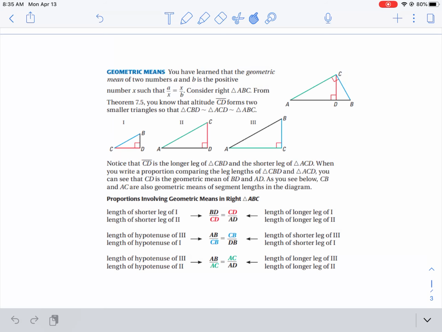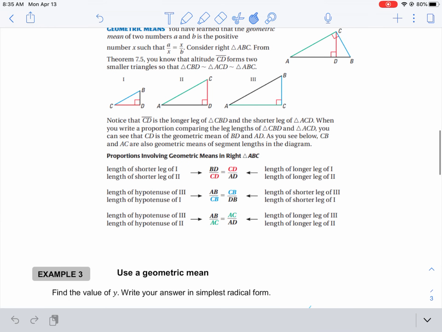So they basically have these rules for how you're going to set up these proportions. So you're going to start with the length of the shorter leg of the first triangle, and then the length of the shorter leg of the second triangle, and then you set it equal to the length of the longer leg of the first triangle over the length of the longer leg of the second triangle, and so on. So then if you see the next one is the hypotenuse and the shorter leg, and then the last one is the hypotenuse and the longer leg.